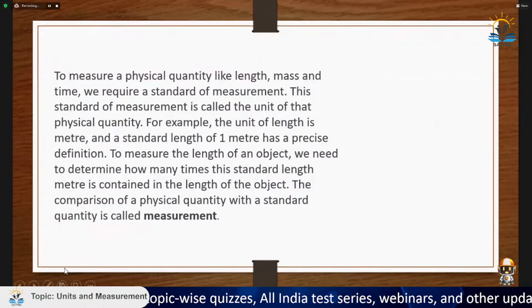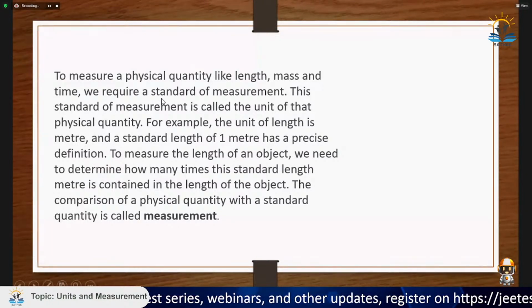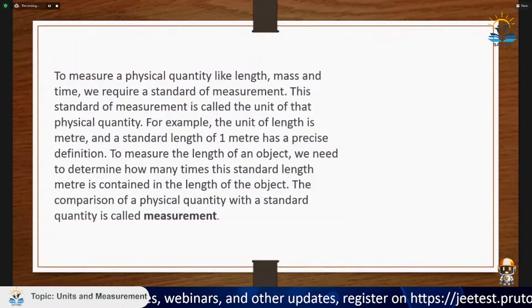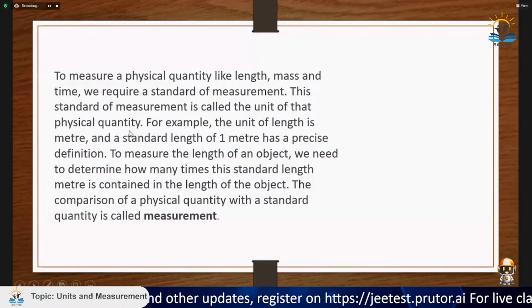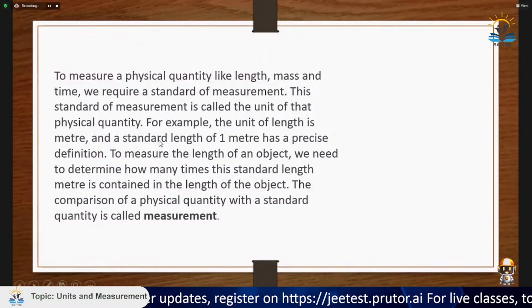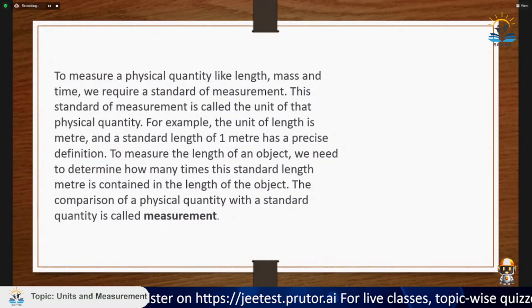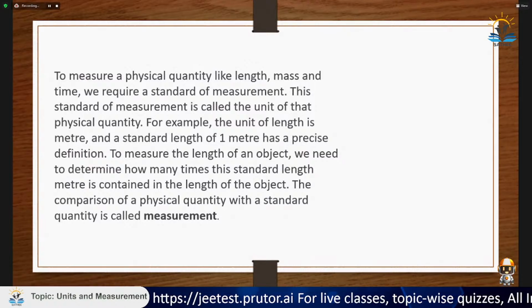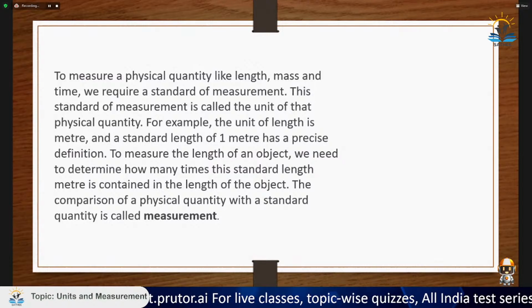Firstly, talking about units and measurement, why do we need units? We need units to measure physical quantities like length, mass, and time. Just to measure these quantities, we require units. For example, the unit of length is meter, and the standard length of 1 meter has a precise definition. Like we know now that a 1 meter scale is standard. So that's why we need units to measure physical quantities.